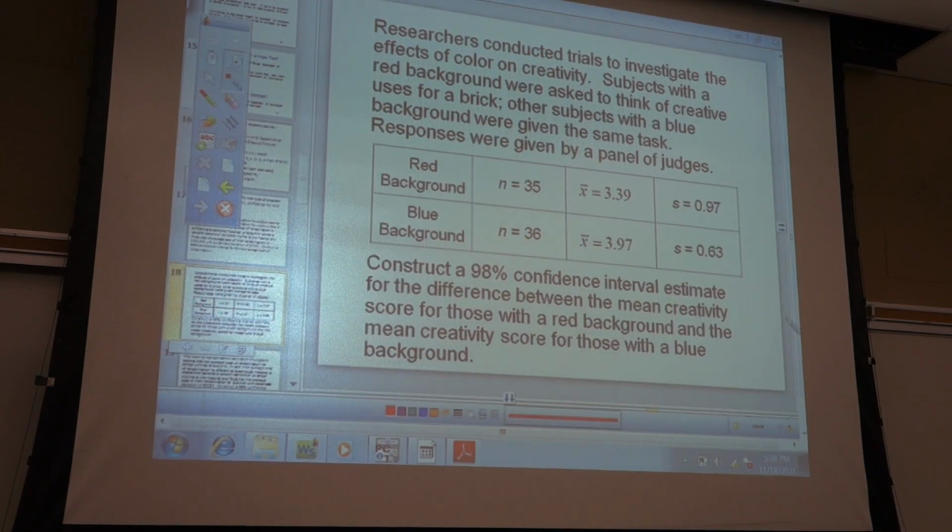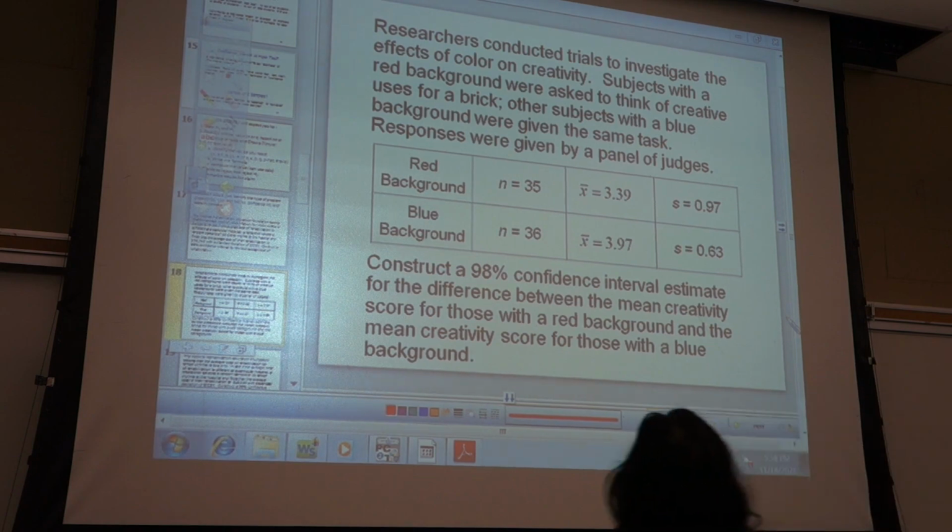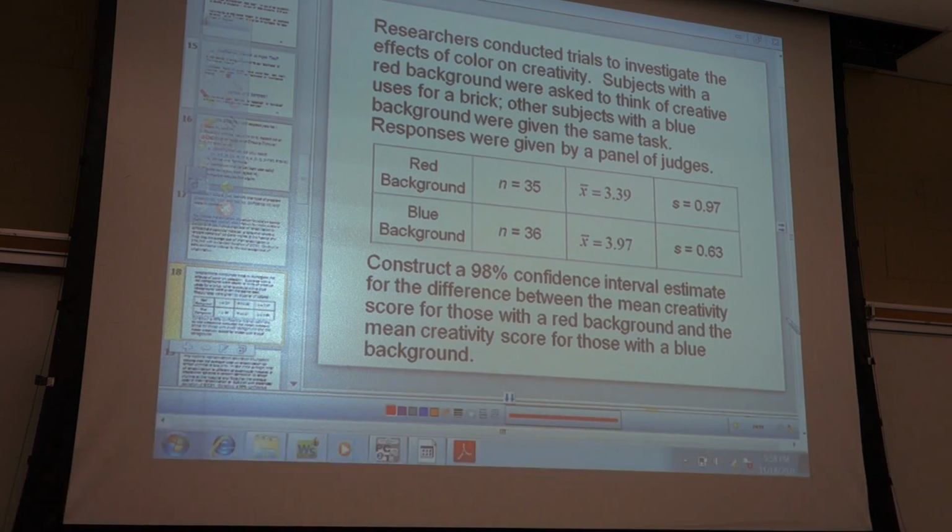Avery, read again. Researchers conducted trials to investigate the effects of color on creativity. Subjects with a red background were asked to use creative use of words. Other subjects with a blue background were given the same task. Responses were given by a panel of judges. Construct a 98% confidence interval estimate for the difference between the mean creativity score for those with a red background and the mean creativity score for those with a blue background.